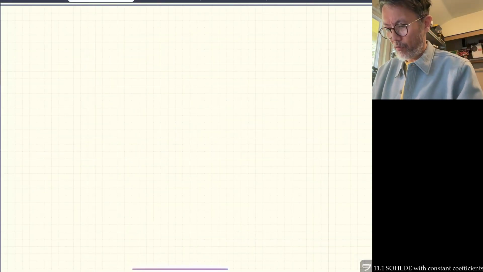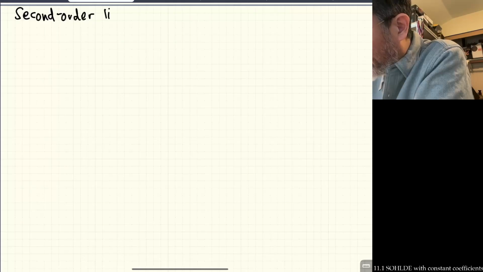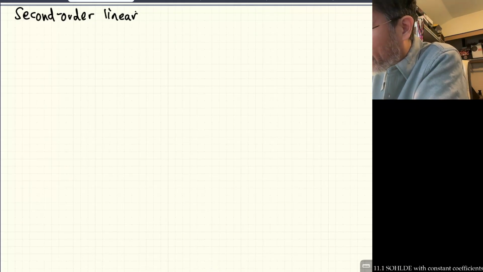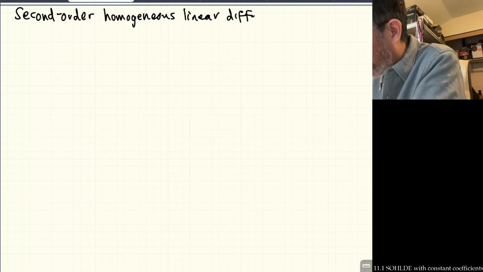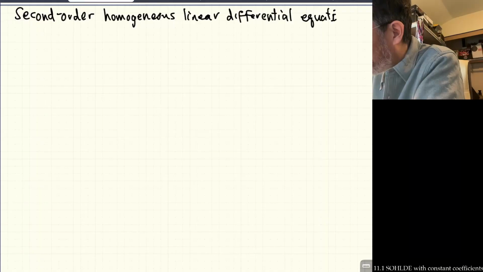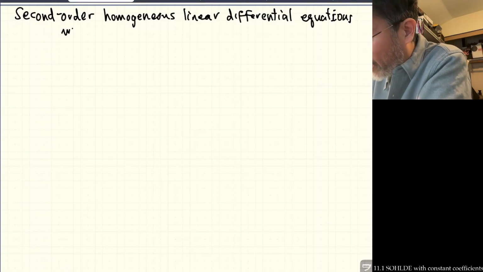So we're talking about second order linear, oh wait, did I put the H before the L? I think I did. So maybe I'll write homogeneous linear differential equations. Oh my goodness, that is not how you spell it, but my body wants to stop writing things. Differential equations with constant coefficients.